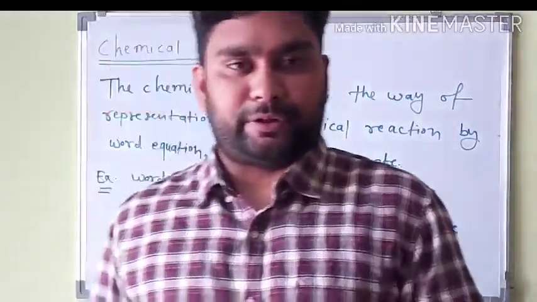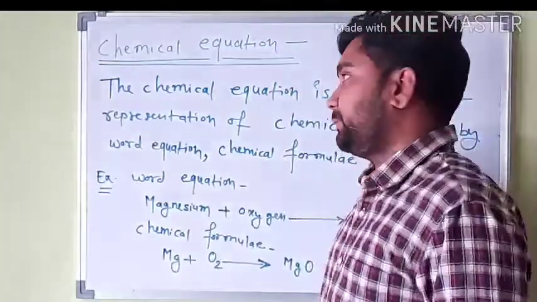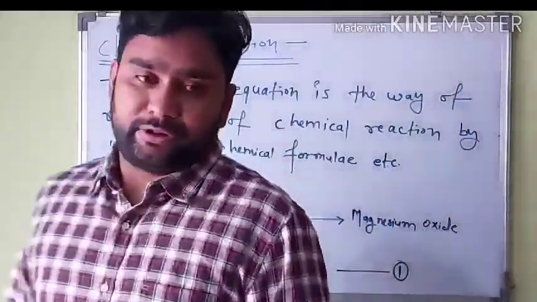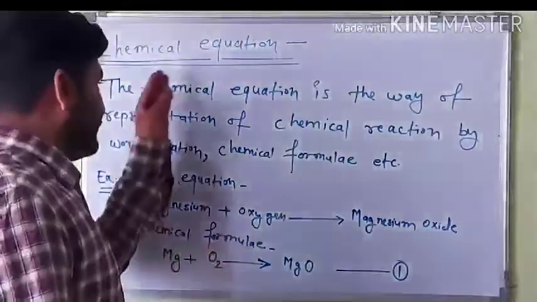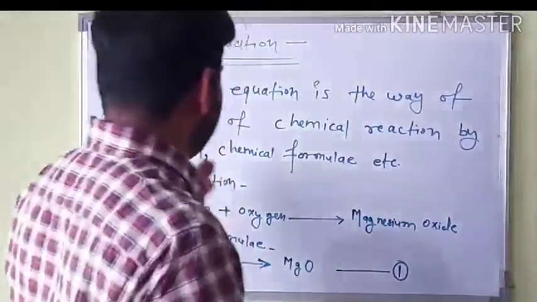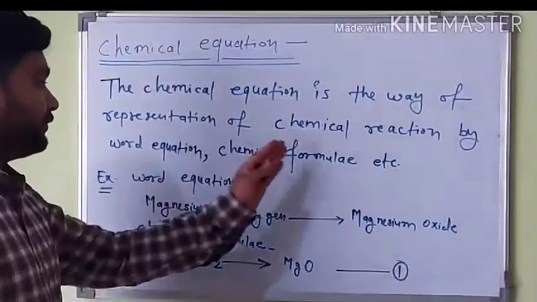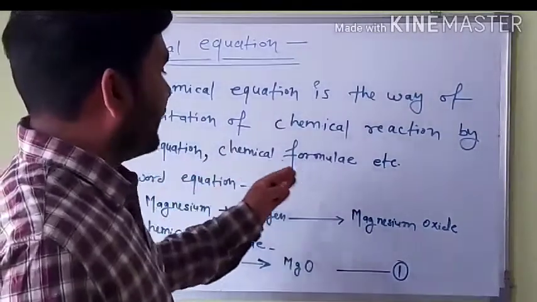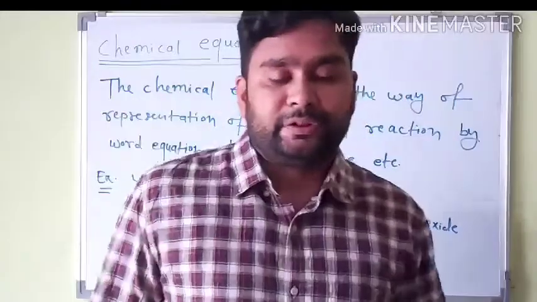Now we are going further in this chapter on chemical equations and reactions. Today's new topic is the chemical equation. What is a chemical equation? A chemical equation is the representation of a chemical reaction by a word equation, chemical formula, etc.